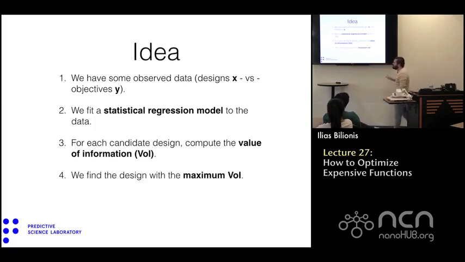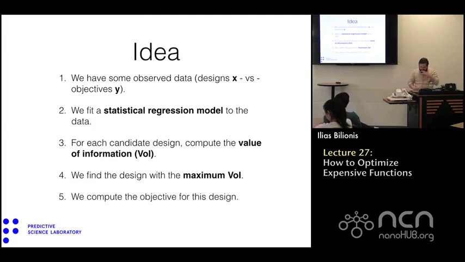And then as soon as you can quantify how much you can expect to gain for any given design that you may try, you pick the one that has the maximum value of information. So first you quantify the expected value of information for everything that you may do, then you pick the one with the maximum value of information and you do that experiment or simulation. And you add it back to your data set, and you go back and you repeat. That's the idea.